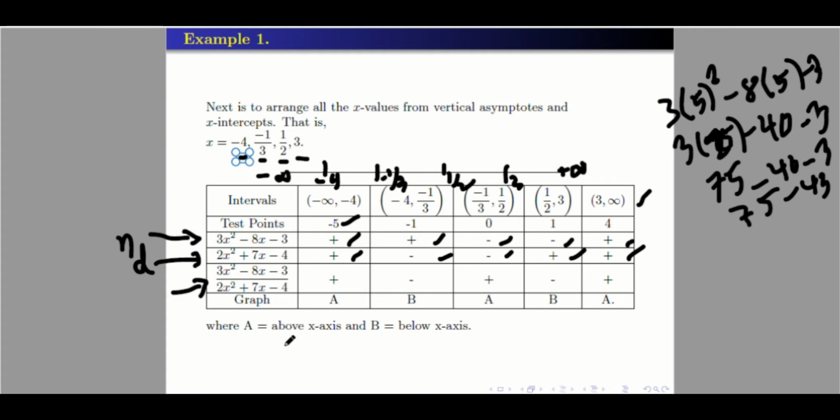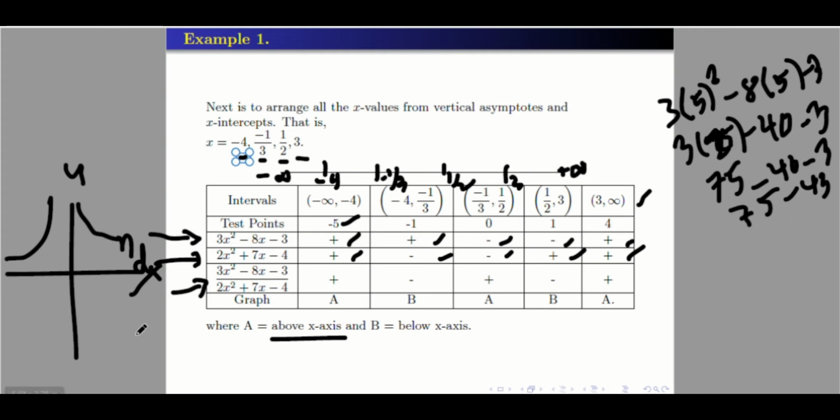Now for the graph, for the last part, this is where we draw our curve and connect the dots. If it's positive, it means A, we will draw a curve above the x-axis. So if this is y, this is x, above the x-axis, say for example here, we must draw a curve here above the x-axis, as long as it is above the x-axis. And the B, if it's negative, it's below the x-axis.